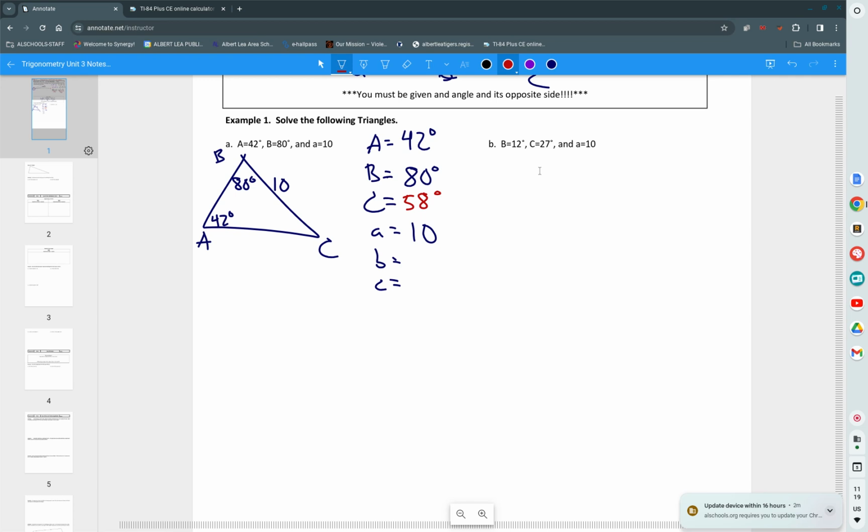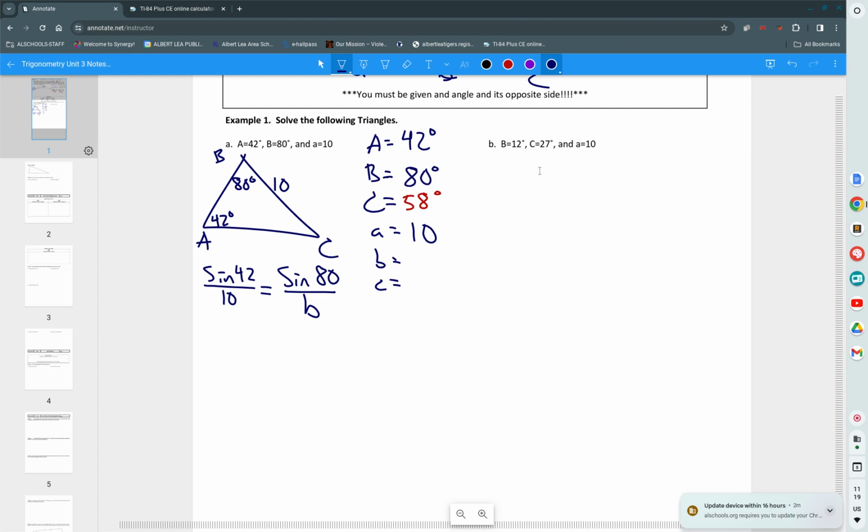To find one of the sides, I'm going to use the law of sines. And I set up the sine of, I need an angle and its opposite side. So I do 42 and I put that over 10, is equal to, do you want to find side B or C? B. So we'll do B, so I got to use angle B. Sine of 80 over side B.